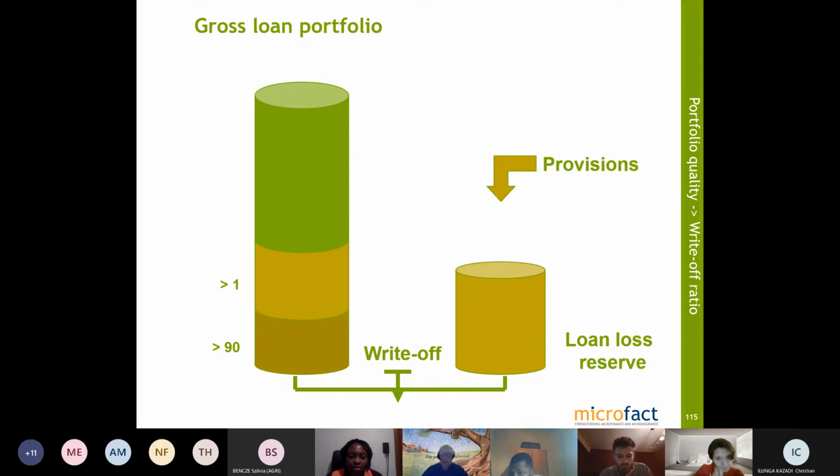Okay, I see the hands. No other question about this one? All right, then.